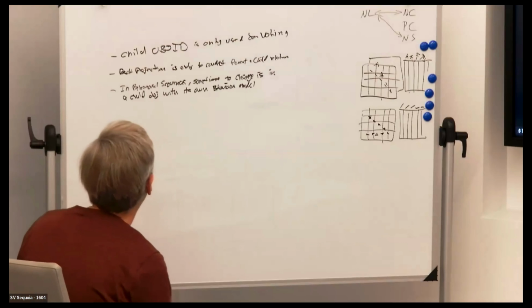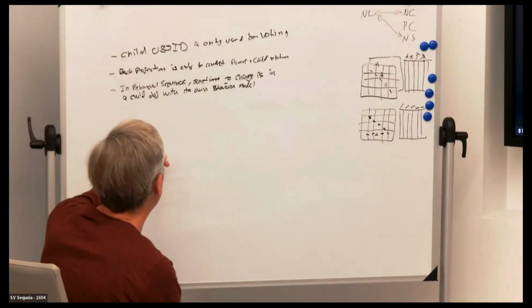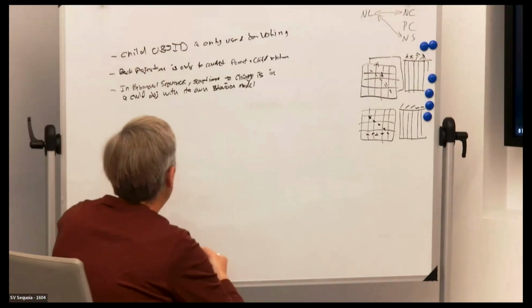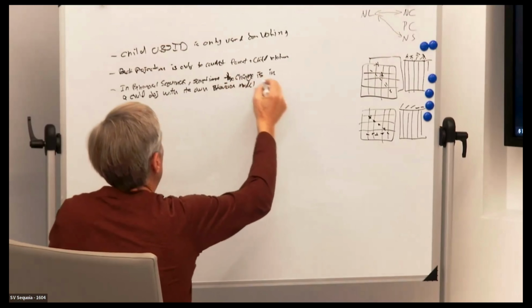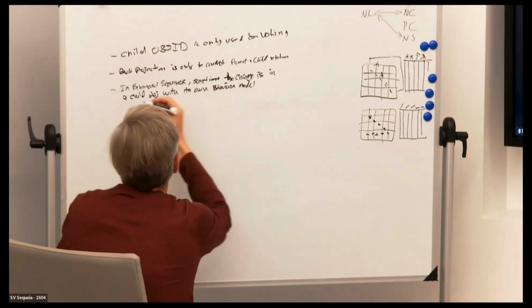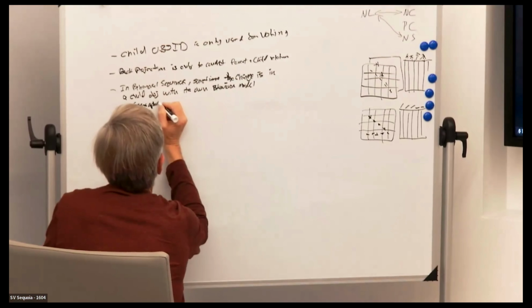In behavioral sequences, sometimes the change is in the child, with its own behavioral model. So this could be like the saxophone.